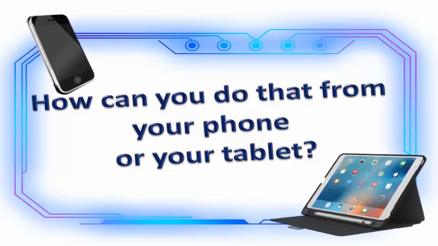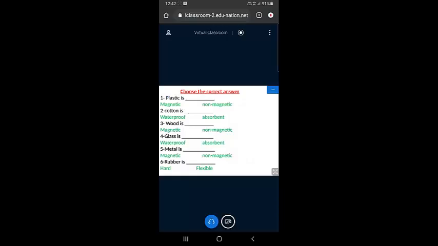How can you do that from your phone or your tablet? Now that we learned how we could write on the board on a computer, let's see how we could do that on a phone or a tablet. First, you will have to wait for the teacher to make you able to write on the board. So let's wait for the teacher. Okay, so now the teacher made you able to write on the board.